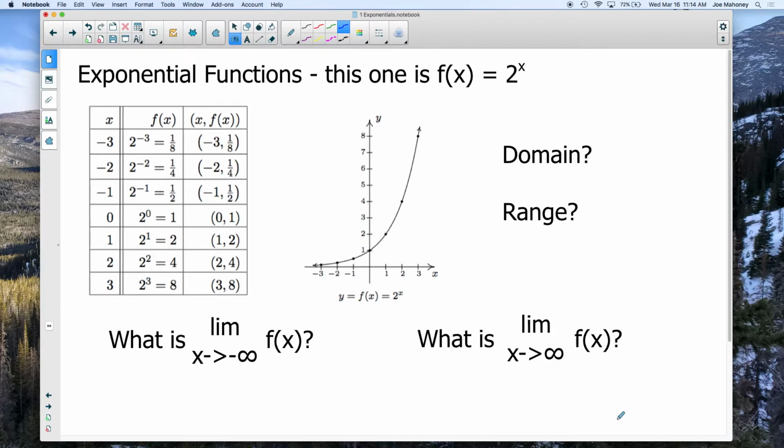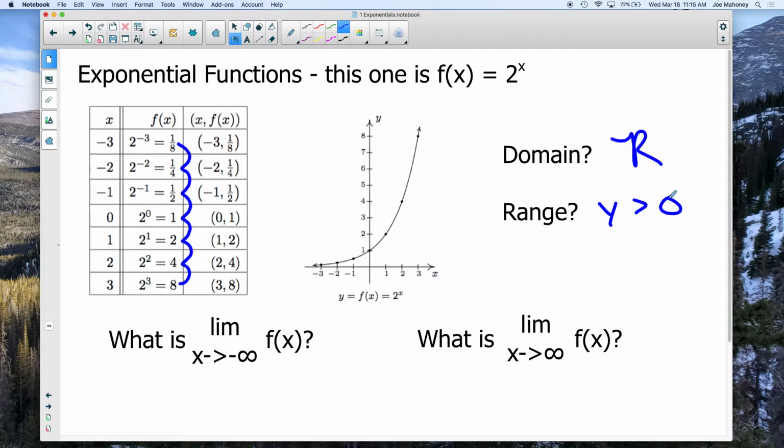All right, welcome back. So it looks like you can have any input you want for the domain. So the domain is going to be all real numbers. But when you start looking at the values of the range and you look at the graph, it looks like as our x's decrease each time, our y values are dividing by 2 in this case, so they'll always stay positive, they'll never equal 0. So the range then is y is greater than 0.